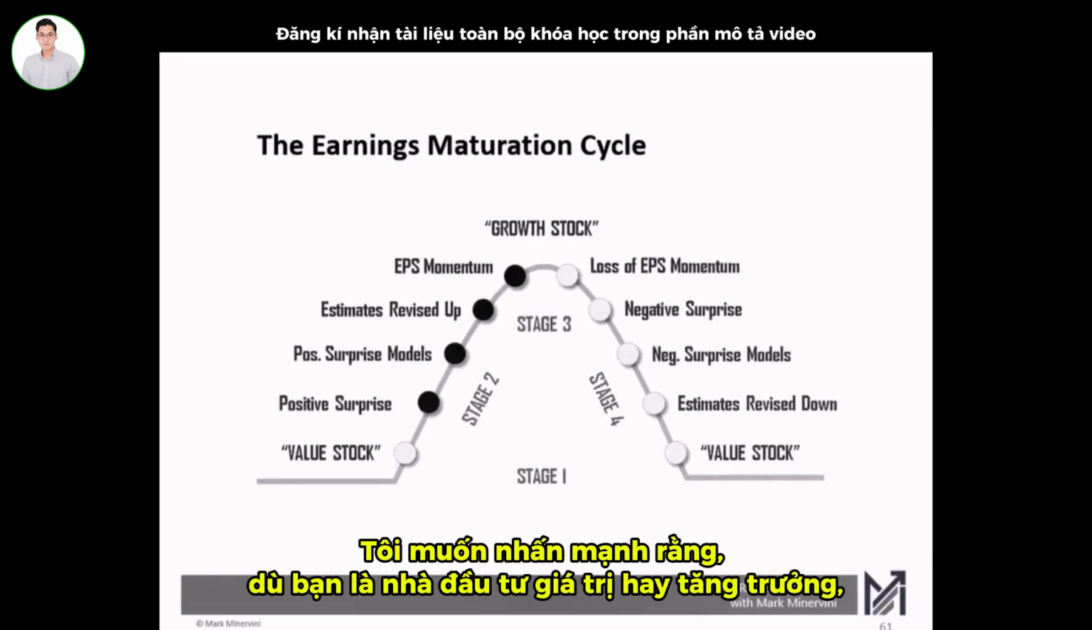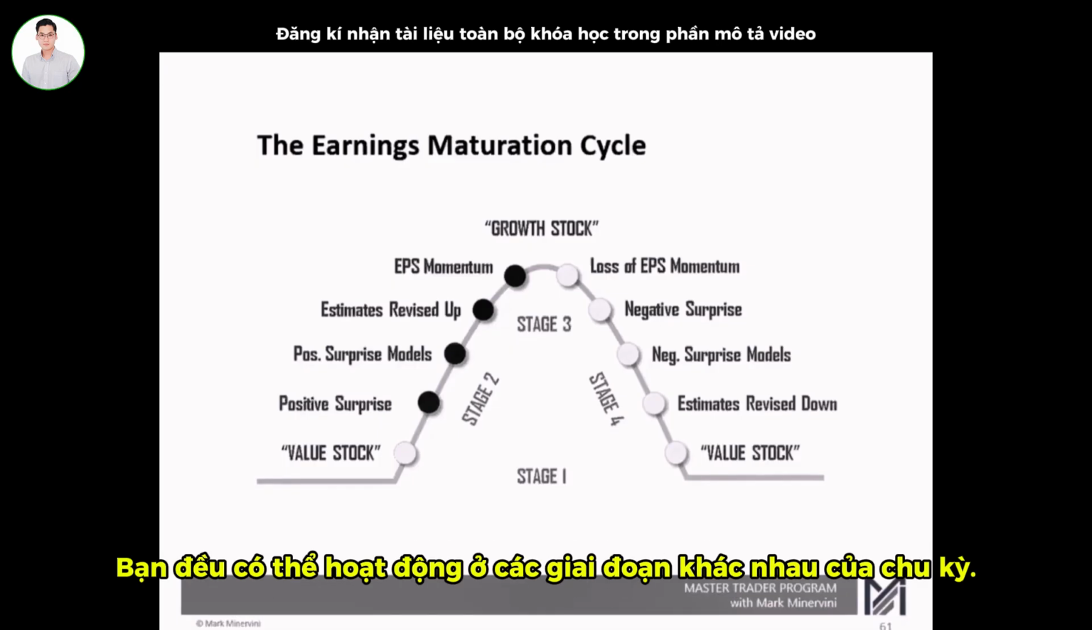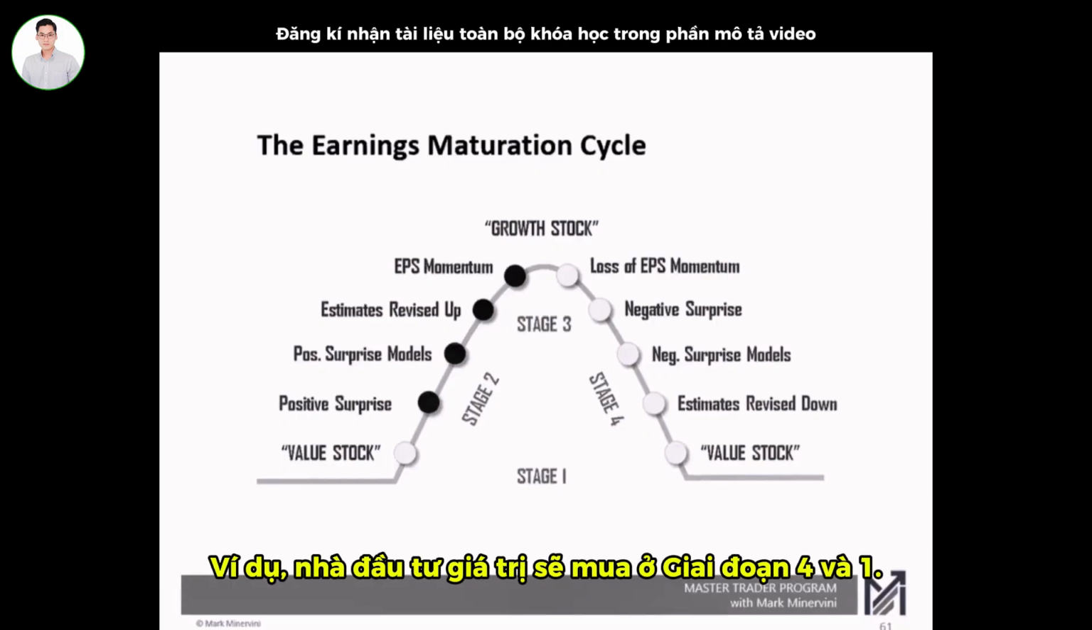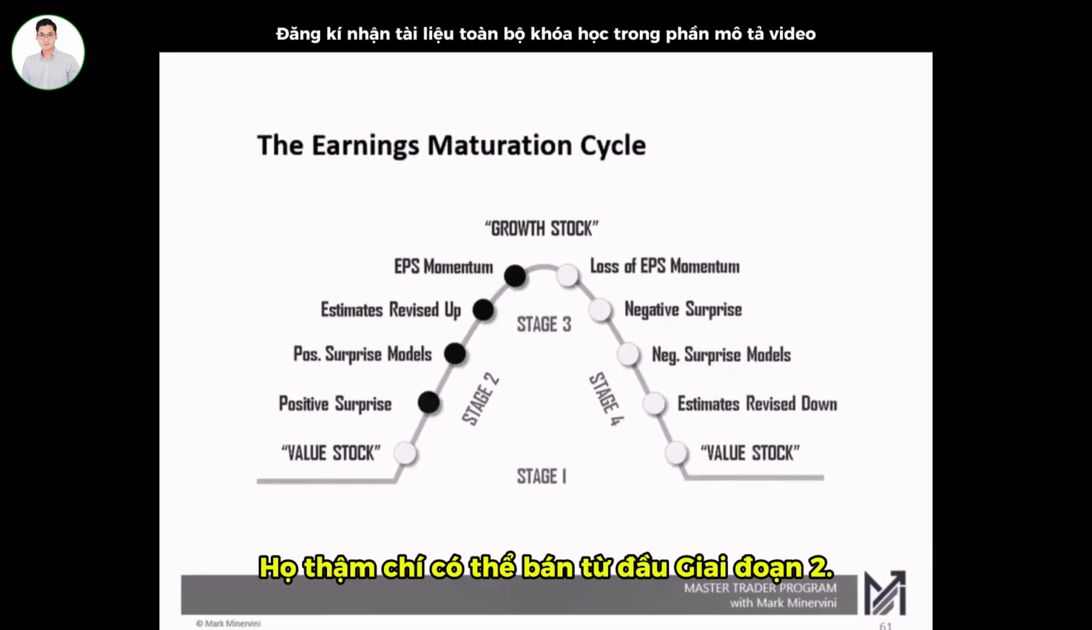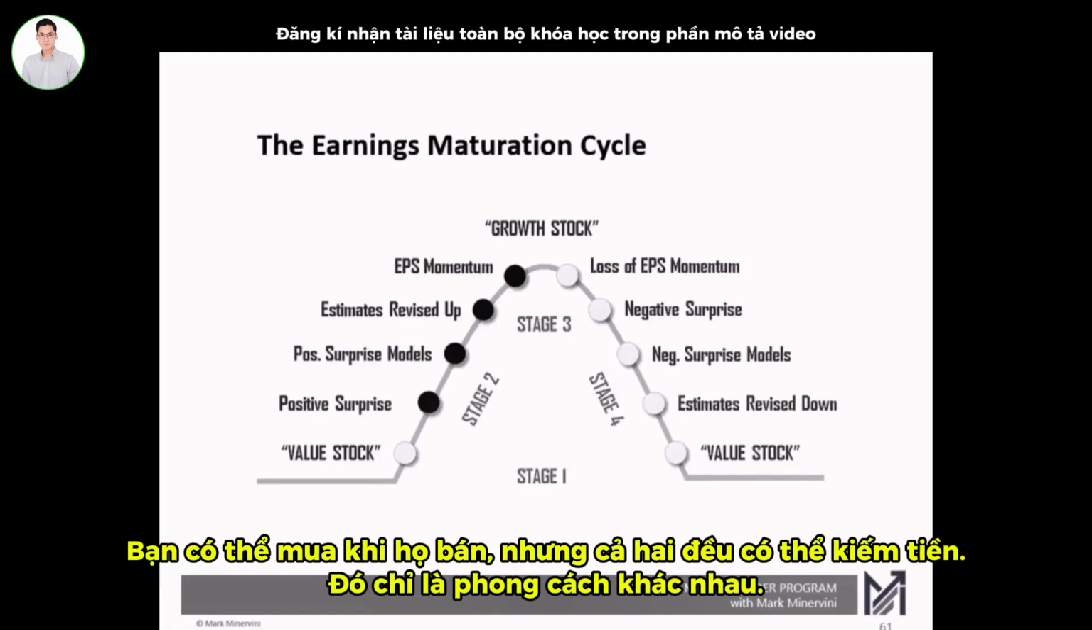And another thing I should point out here is that if you're a value player or you're a growth player, you might be operating in a completely different part of the maturation cycle. So for instance, value stock buyers are going to be buying the stock when stocks are in stage 4 and when they're in stage 1. And someone like a Bill Miller might be selling a stock when it's in stage 2, might even be selling it in the early stages of stage 2. And you might be buying it at the time that they're selling it, but you can both make money. Right, it's just a different style.